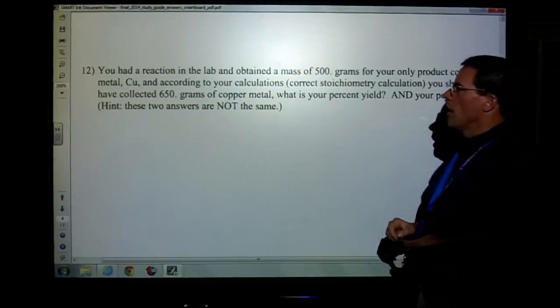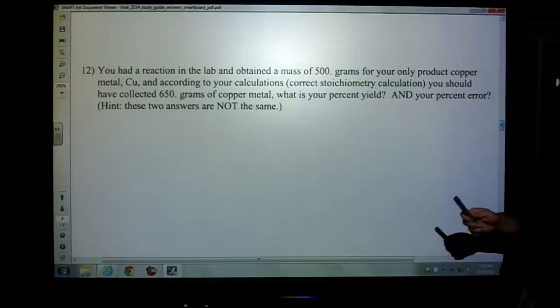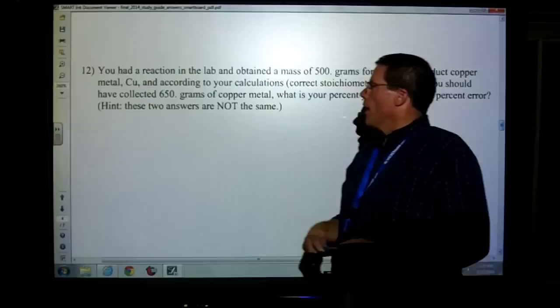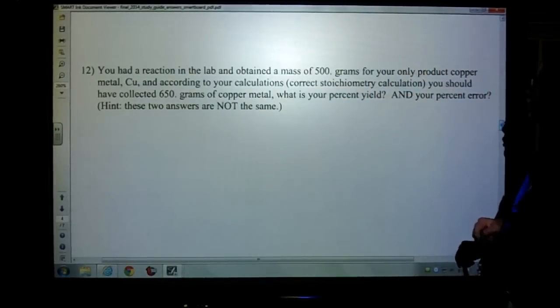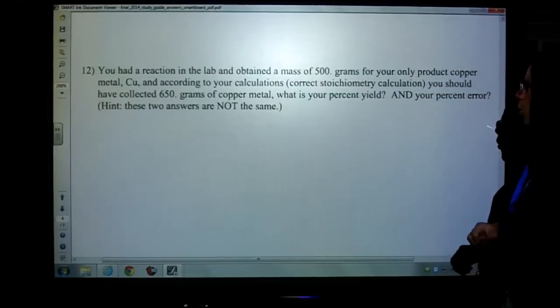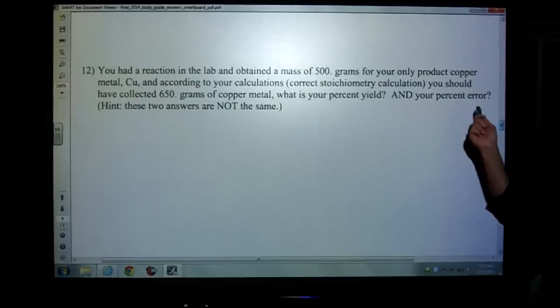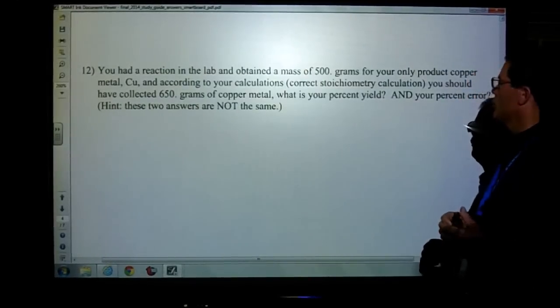You had a reaction in the lab and obtained a mass of 500 grams for your only product, copper metal, Cu. And according to your correct stoichiometry calculation, you should have collected 650 grams of copper metal. What is the percent yield and the percent error? And I put a here and on here. These are not the same thing.